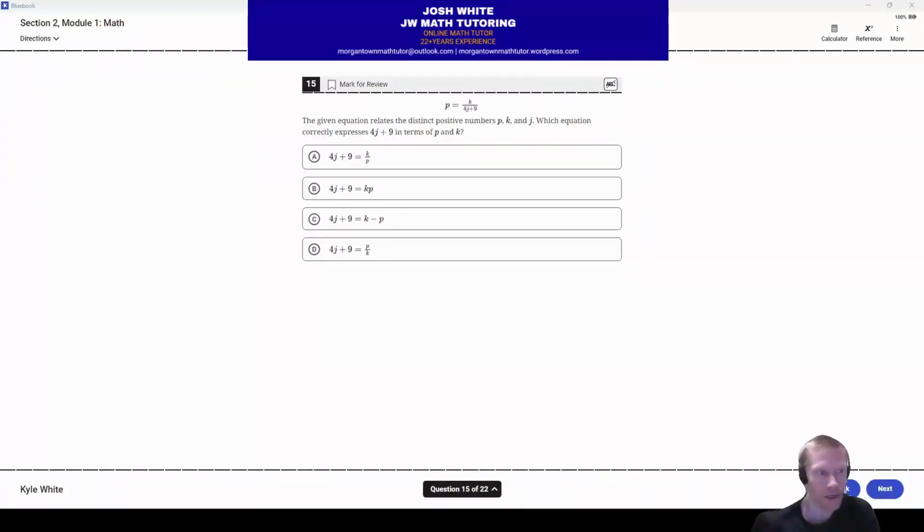Problem number 15, here you have basically just a formula, and you're asked to solve it in terms of 4j plus 9, which is the denominator on the right. So the easiest way to do this would be just to multiply both sides by 4j plus 9.